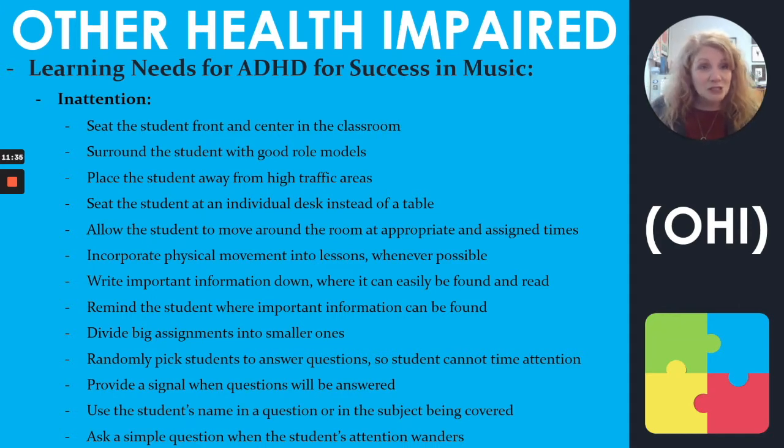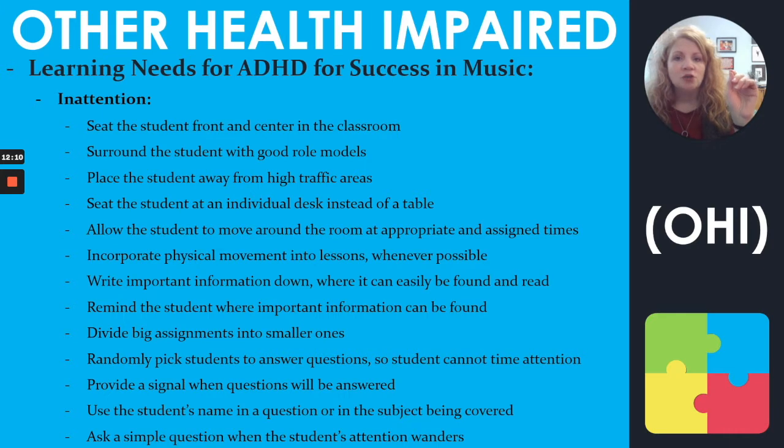Divide big assignments into small ones. If they've got to turn in this large paper on a composer of the month, then they need to know that by the end of the first week of the month, they need to have done this. And then the second week of the month, they need to have done this. You can't just give them all the directions at once. It's too much. So you literally need to break it down. Now remember, breaking it down will help every kid in the room. It's broken down, and you know you've broken it down for the kid who's OHI. But every kid in the room could get this. Universal design for learning.